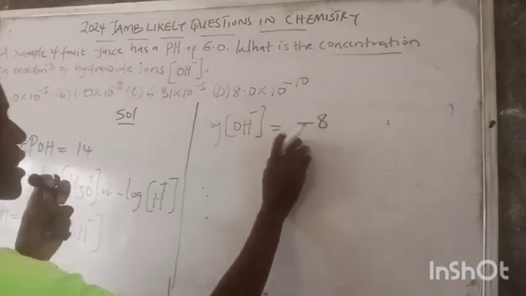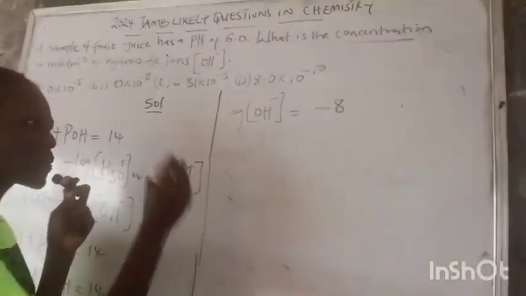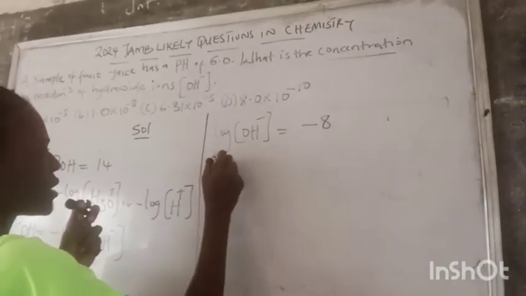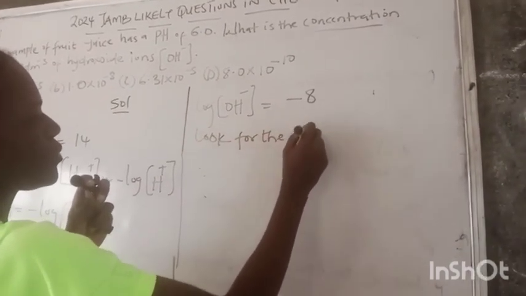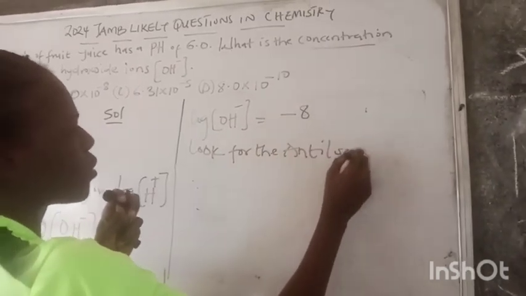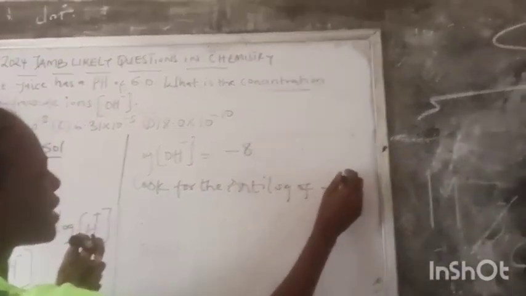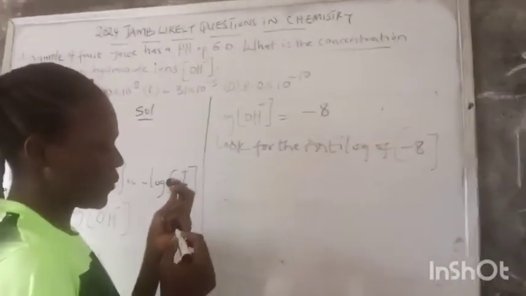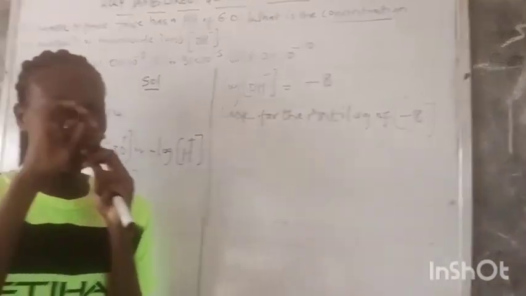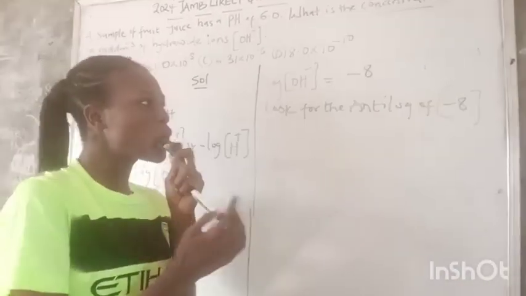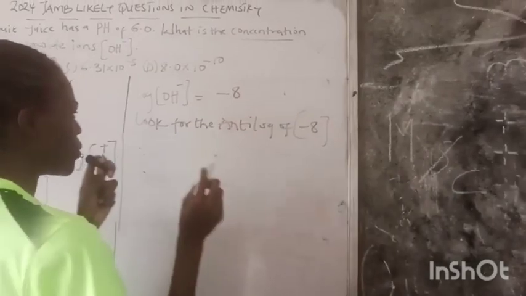To do this, we need to look for the antilog of minus 8. And note, we don't have a calculator, we don't have a logarithm table. So what do we do? Now it's very simple.